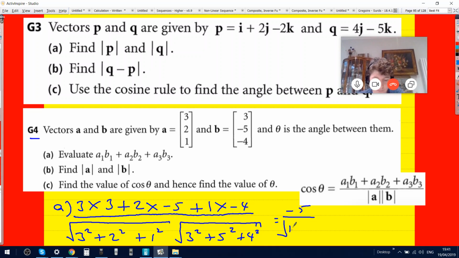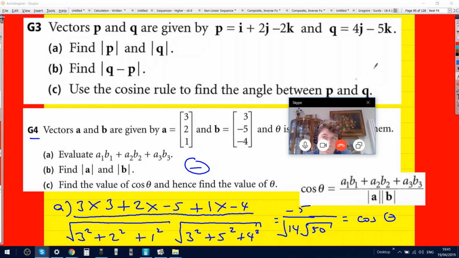5 square root 2, so that's the same as root 50. And so what our dot product formula does for us is cos theta is equal to minus 5 over root 14 times 5 root 2, and then you inverse cos to get theta.